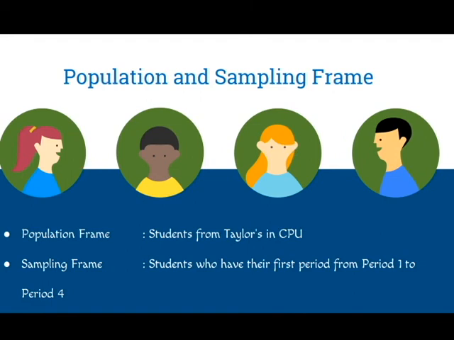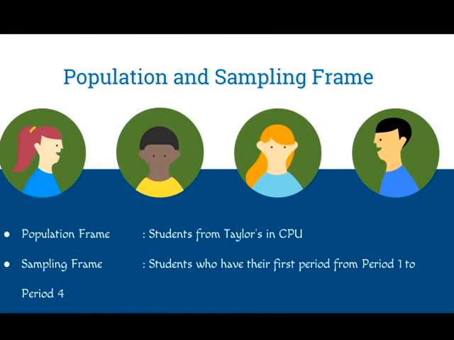Set our sampling frame and population. In our research, we plan to set our experiment amongst students currently studying in Taylor's College under the CPU program. Our research is mainly focused on CPU students because, unlike any other program such as CAL or SAM, there are quite a number of students who have an early morning class, in this case period 1, which is at 8 a.m. in the morning. And we think this would provide us with more valuable data.